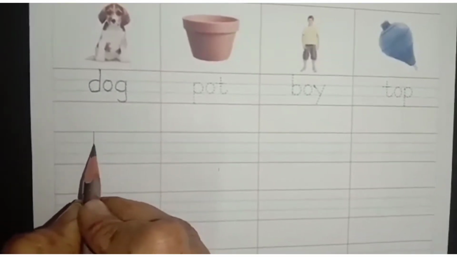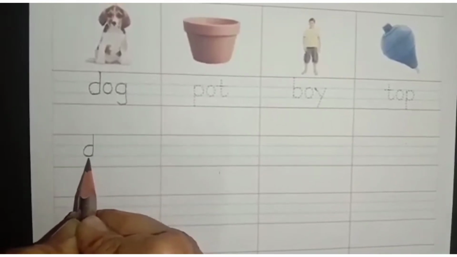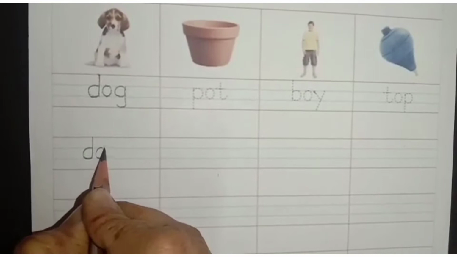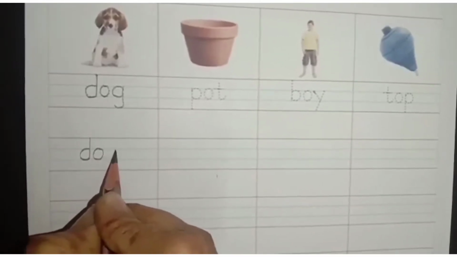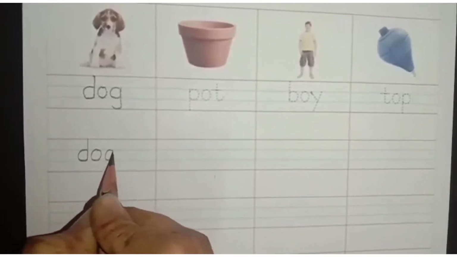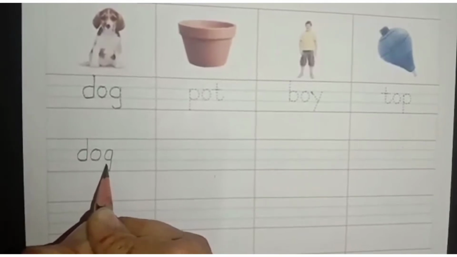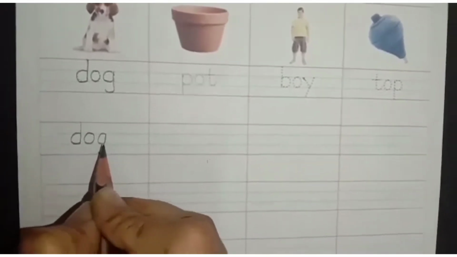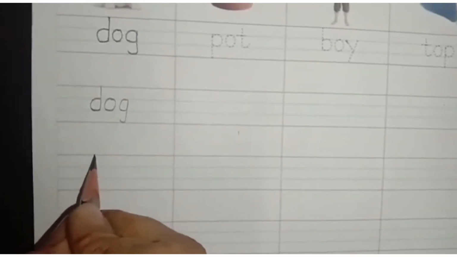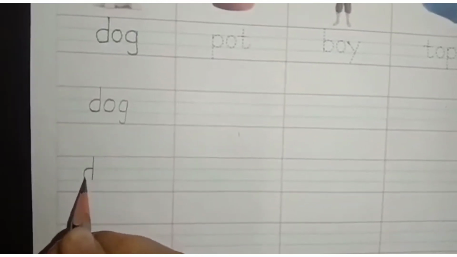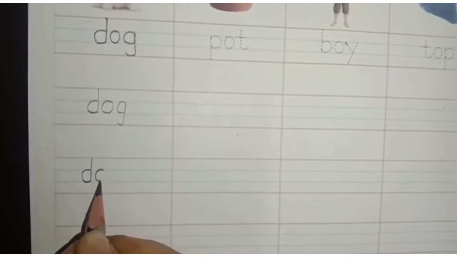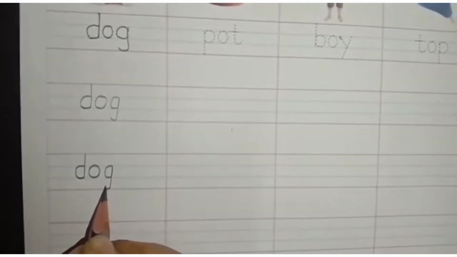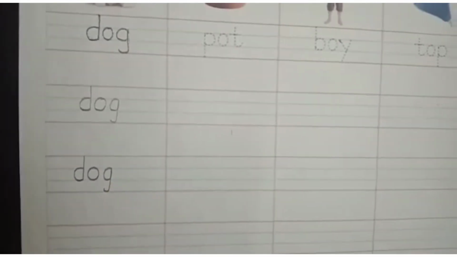Again we will write D. D says D. O. O says O. G. G says G. D-O-G, dog. Again we will write D. O. G. Dog. D-O-G, dog.